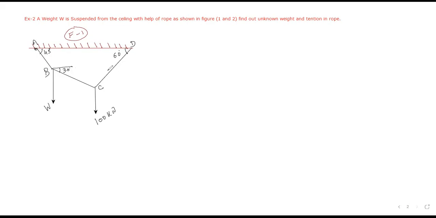Now just think simply. This is your ceiling, and on this ceiling some system of rope is attached like this. On this system of rope, 100 kilonewton load is acting on joint C and W load is acting on joint B. We need to calculate unknown weight W and the internal forces acting in this rope. In the data, write tension in rope. If the load acts in downward direction, a force will be generated in the string in upward direction, yes or no? Please confirm me.